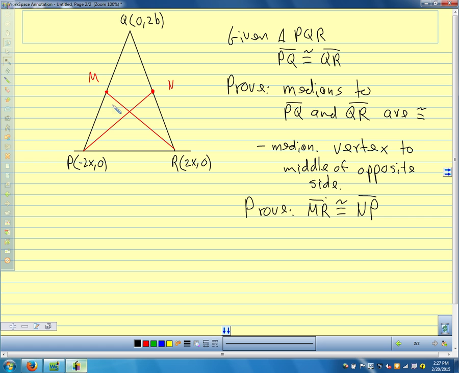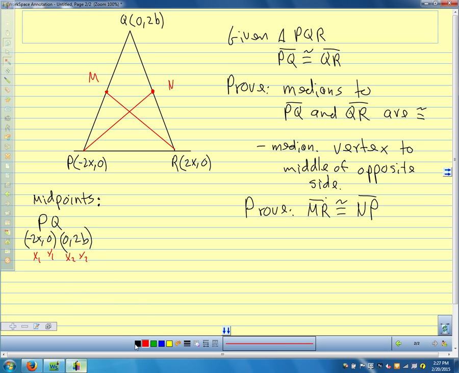Can we find the coordinates of the midpoints using coordinates? Use the midpoint formula, right? So we need to find midpoints, and then we need to find distances. So let's do the midpoints over here. We're going to find the midpoint for M, between P and Q. The points are negative 2x and 0, and Q is 0, 2b. And label our points x1, y1, x2, y2.